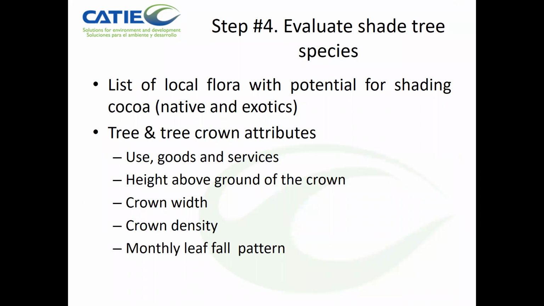Number 4 is, once you have looked through the objectives of the farmer, looked at the plantation condition, and looked at the conditions of the site, then you start looking at the trees themselves. And here, the most important thing is to have a very good list of the local flora with potential for use as shade trees in cocoa and coffee. And then you need, for each particular species, to evaluate a number of attributes. The value, how it is used for goods and services, height is very important. Obviously, some characteristics of the crown, how big it is, the density, the defoliation pattern, the monthly leaf fall pattern, and so on.